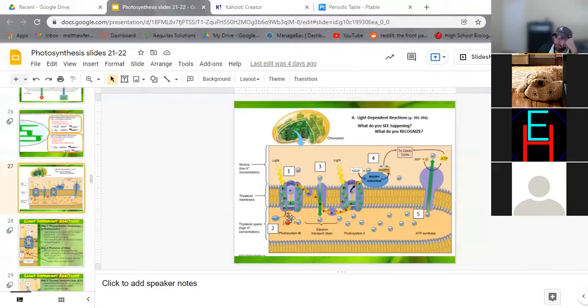Lastly, through the previous steps, we created a very large concentration gradient of protons from the thylakoid space to the stroma. We were pumping some in, we were producing some by splitting water. So we've got a lot of protons here and not a lot outside. Step 5 then uses that concentration gradient. ATP synthase uses the concentration gradient to phosphorylate ADP into ATP, and we call this chemiosmosis. There's our light-dependent reactions.